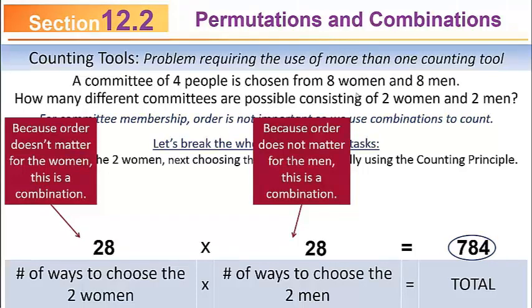And notice that the combination calculation was used for each stage in the counting principle, which had 2 stages. Choosing the women was the first stage, choosing the men was the second stage. That's an important point to remember. This is an example where you actually have two of your tools going on at the same time. You're using the combination formula, but you're also embedding that inside of the counting principle.